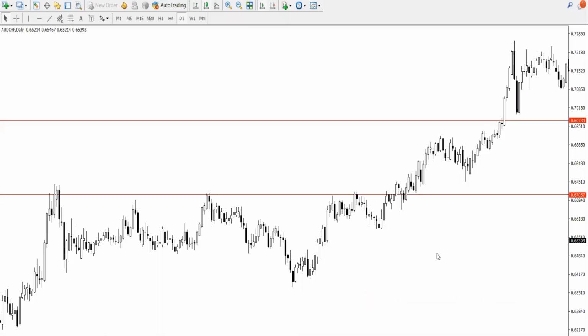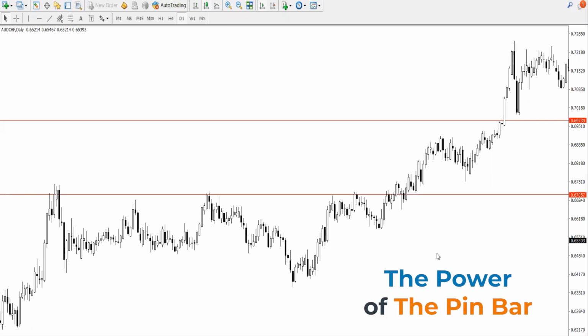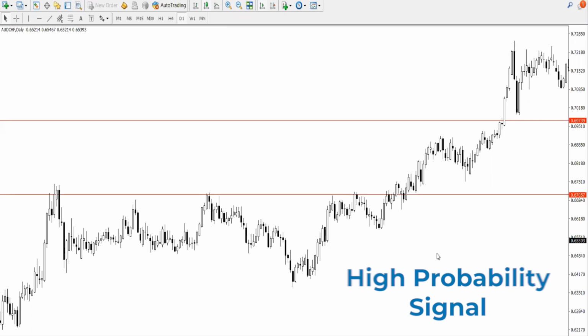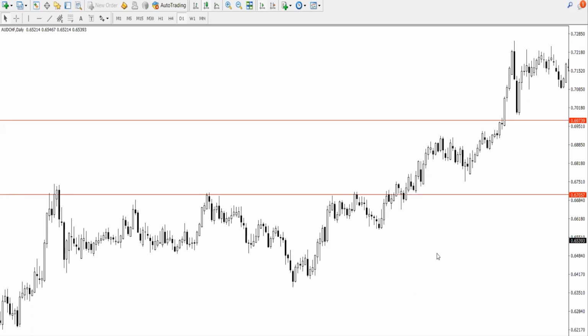Hello traders, in this lesson I want to talk about the power of the pin bar. Now, as most traders know, the pin bar is probably the most common and the most traded single candle price action signal, and for good reason, because it is a high probability signal and it has the ability to warrant the trader a very high probability setup indeed, as long as there are other confluent factors involved and not just the signal by itself.